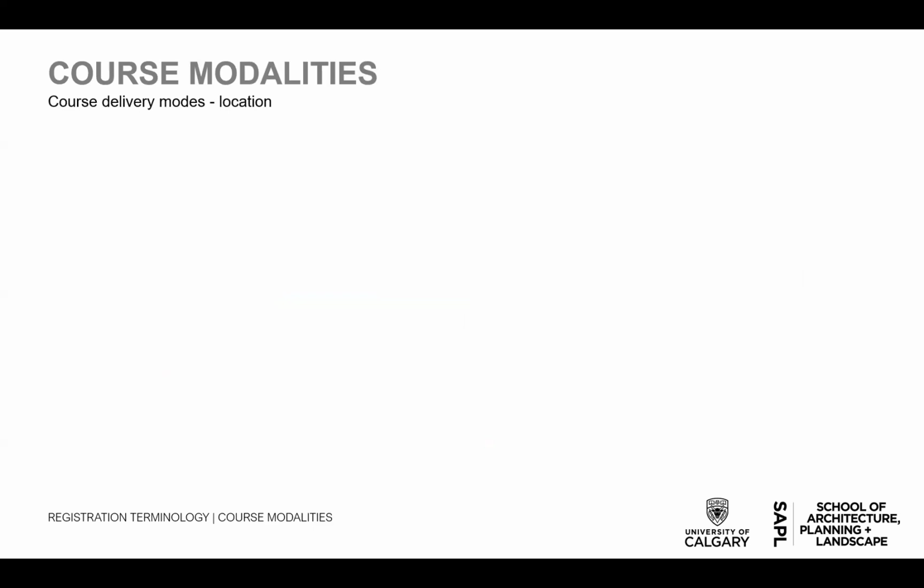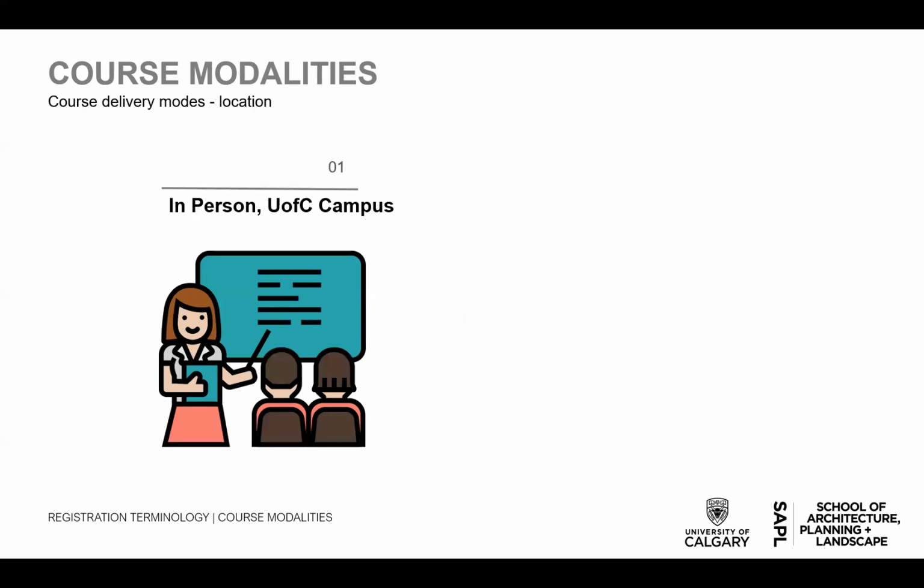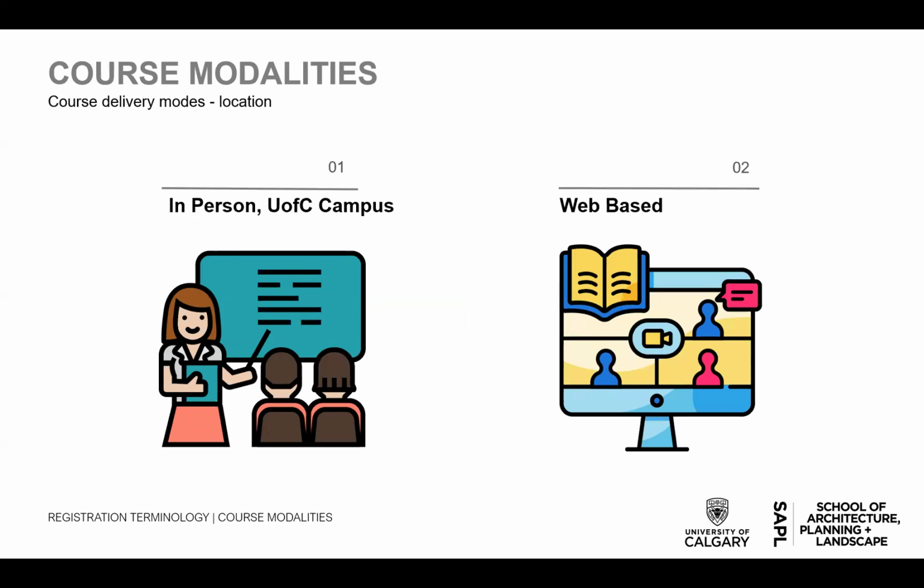Your courses are currently offered in several locations. In person, at a UCalgary campus, or virtually, and this delivery mode is noted as web-based. When you're registering, make sure you check the location of the courses to help with planning your schedule.